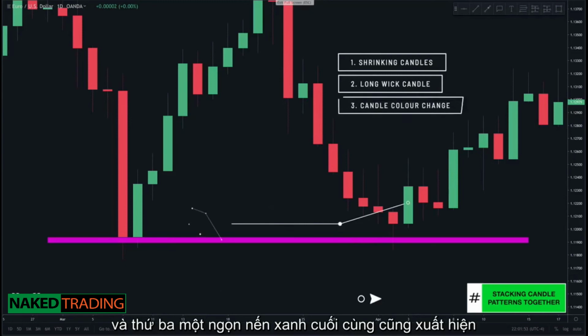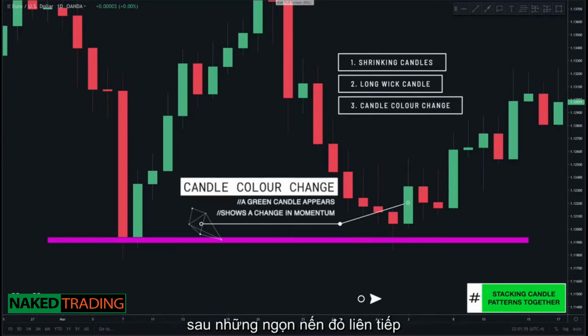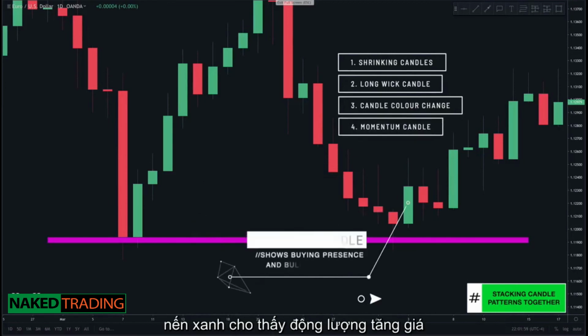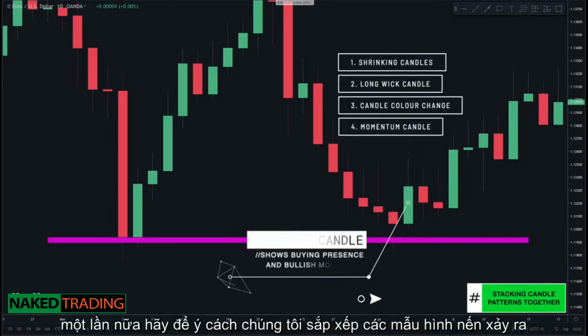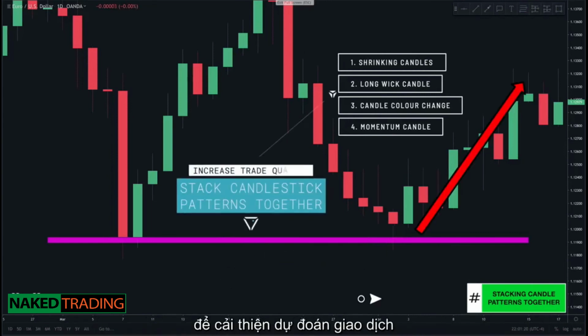And third, a green candle finally appears after consecutive red candles. And this is also a bullish momentum candle, which confirms that buyers were actually stepping in. Again, notice how we stacked multiple candlestick patterns together to improve trade quality. So moving on.